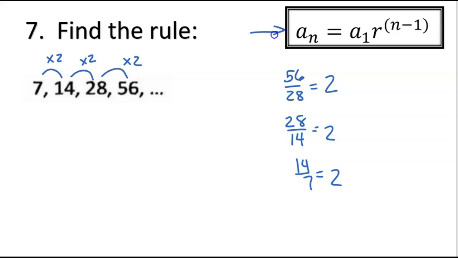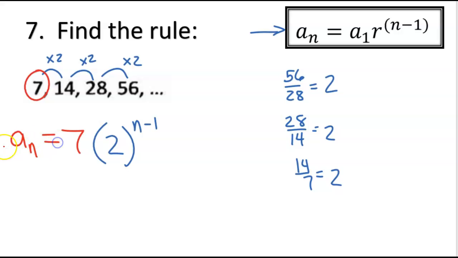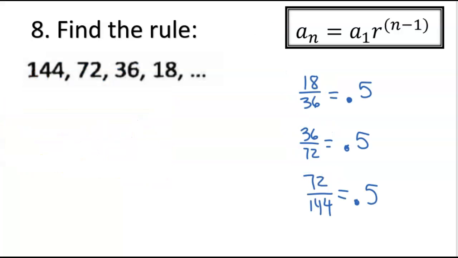Then I use this pattern rule. My multiplier number is 2. The first number in my pattern is 7. This is my geometric sequence rule. The first thing you do is find the multiplier. You take the 18 and divide by the number in front of it, 36 and divide by the number in front of it. If you get the same number every time, it is a geometric sequence, so you can use the geometric sequence rule.